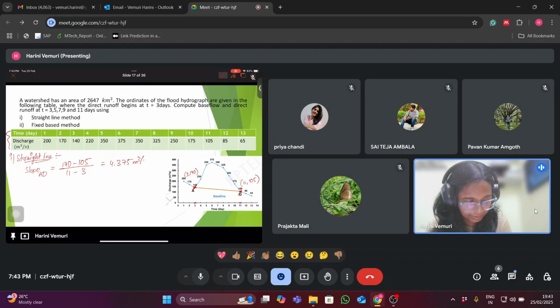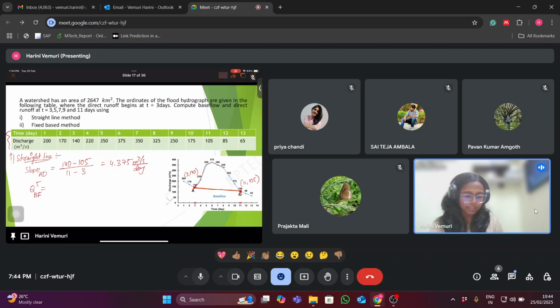That is 4.375 meter cube per second per day. You can see the y-axis is in units of meter cube per second and the x-axis is in days, so when you are dividing it, the units will be meter cube per second per day. Also you can see the slope is negative. It's inclining downwards, so it's a negative slope. So when I'm calculating the discharge value for the fifth day, we are joining all these points by a straight line. So we are estimating discharge.